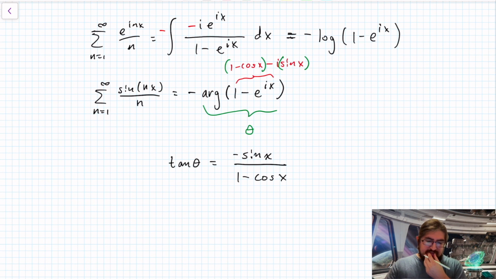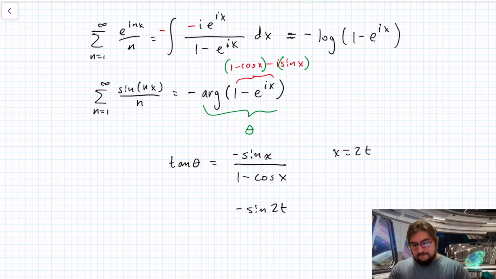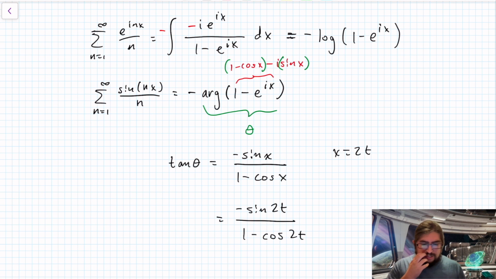In fact, I'm trying to think of ways to describe it. What I want to do is really take advantage of the double angle formulas. So what I'm going to do is let x be equal to 2 times something else. I'll call it t. So x is 2t. There's negative sine of 2t over 1 minus cosine of 2t.